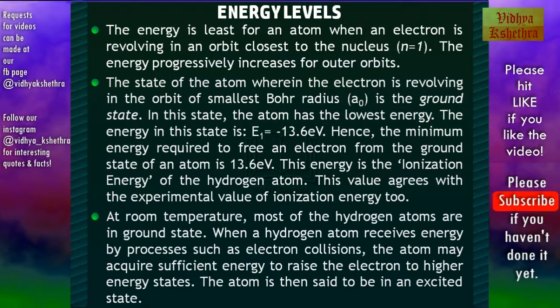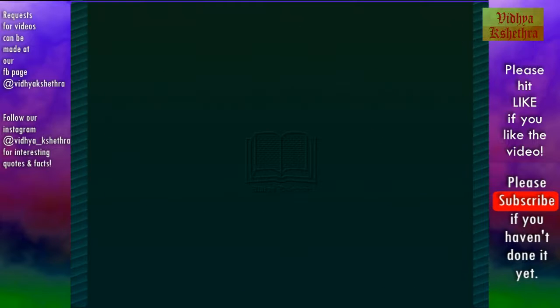At room temperature, most of the hydrogen atoms are in ground state. When a hydrogen atom receives energy by processes such as electron collisions, that is, if we heat the hydrogen, the atom may acquire sufficient energy to raise the electron to higher energy states. The atom is then said to be in an excited state.